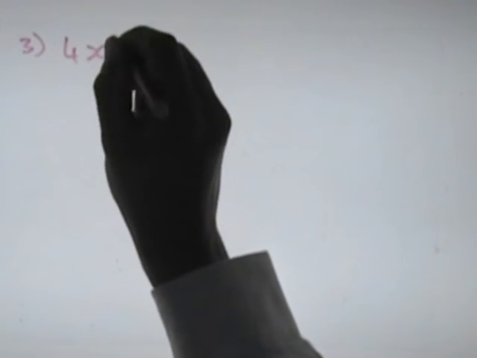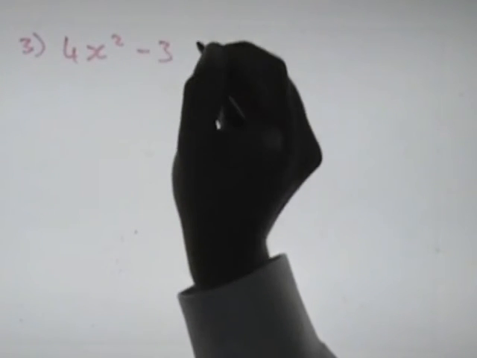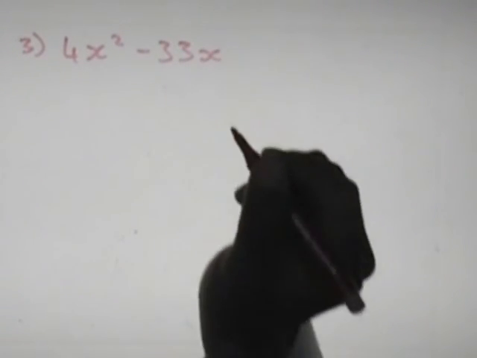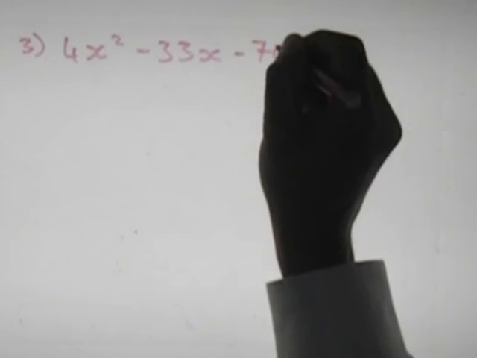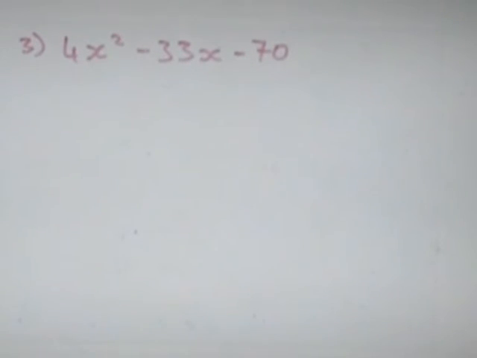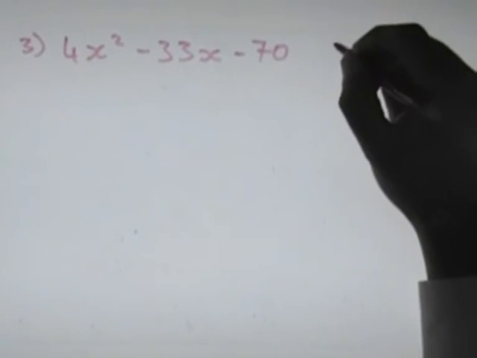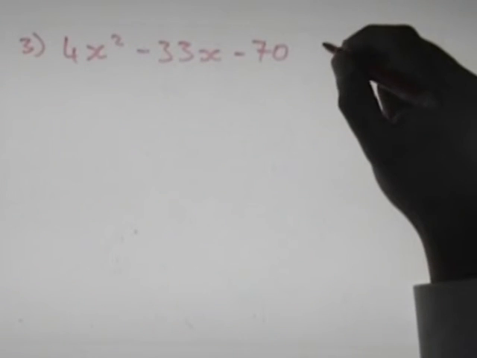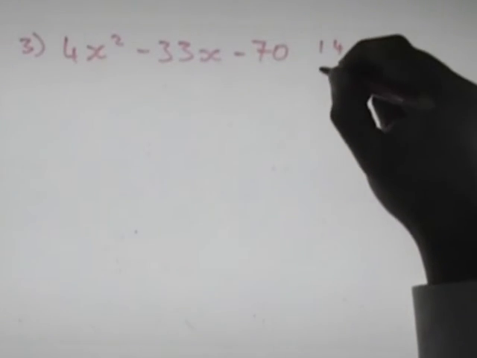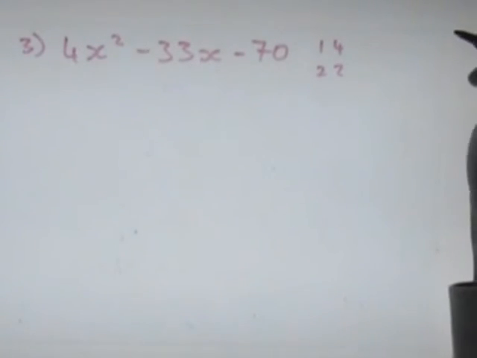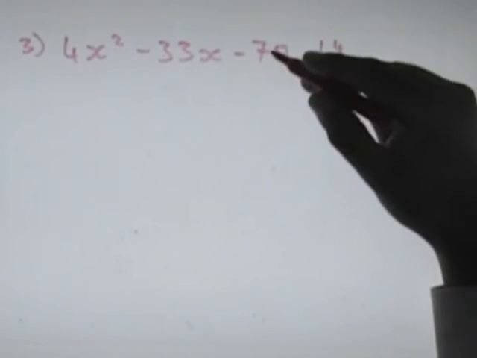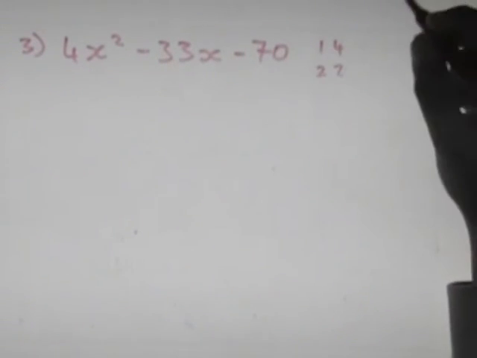The third one I gave you to do read 4x squared minus 33x minus 70. This is a nasty one. It did look very nasty. The factors of 4 are 1 times 4 and 2 times 2. Easy enough. Now let's look at the factors of 70.